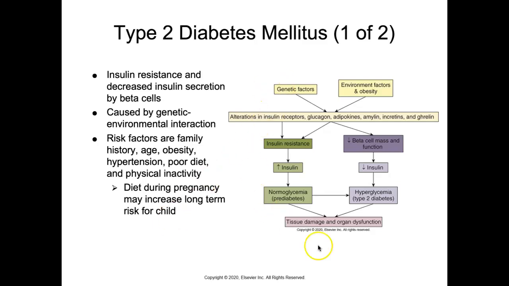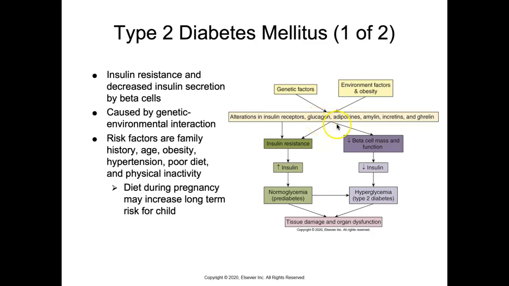So let's take a look at this schematic over here, which is on the pathophysiology of type 2 diabetes, where we are taking the genetic and environmental factors into play. We know that we're going to alter the insulin receptors. They're going to become more insensitive. Glucagon is going to increase.